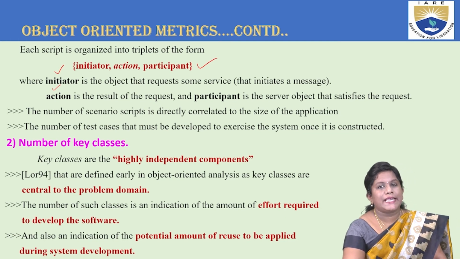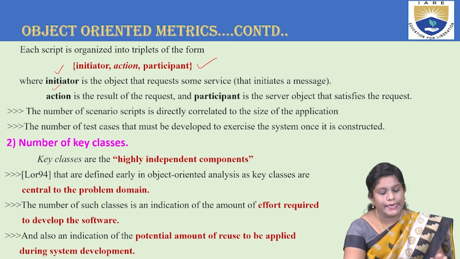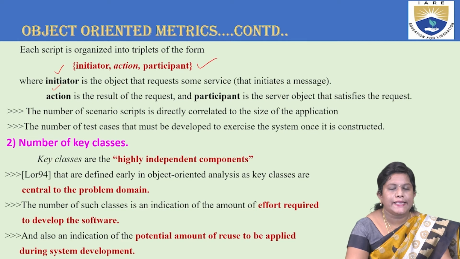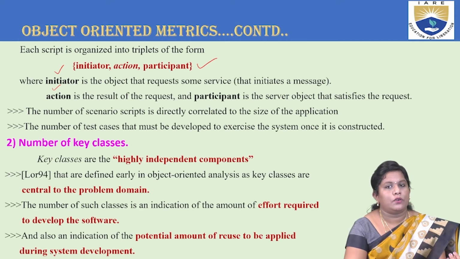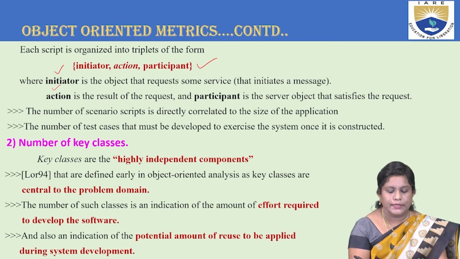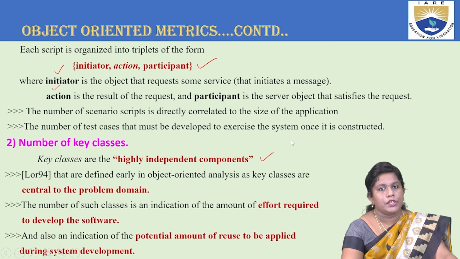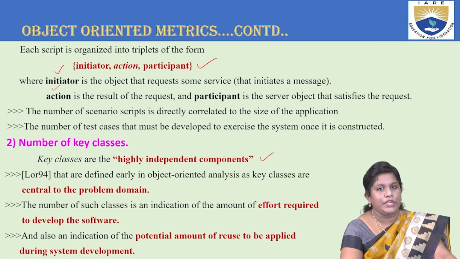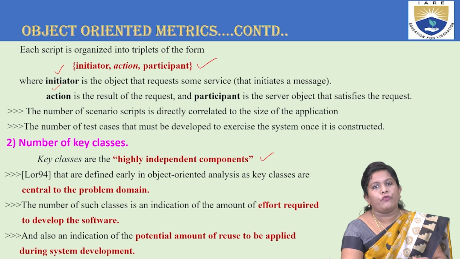So moving to the second category under the object-oriented metrics, the key classes. Now, what are these key classes? They act as highly independent components, right? This is very, very important. When there are components that have their own features, they are termed key classes, right? Now, what is their main focus?